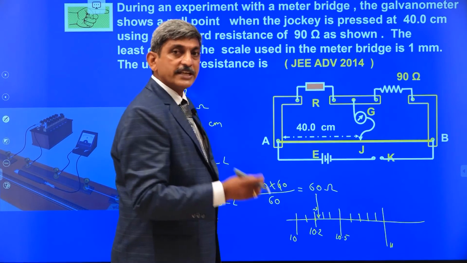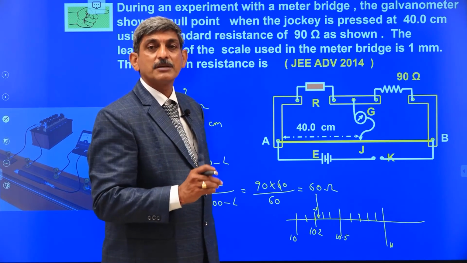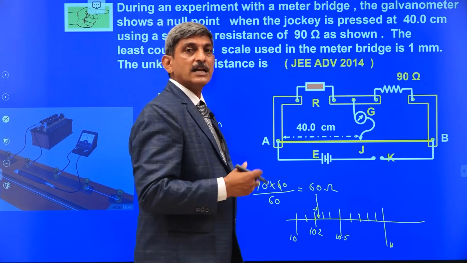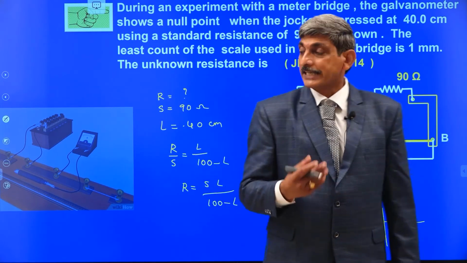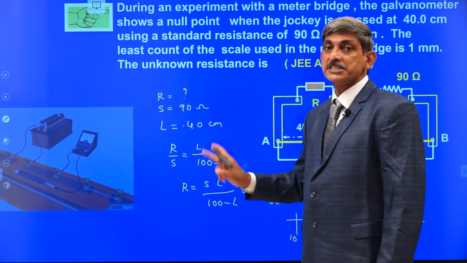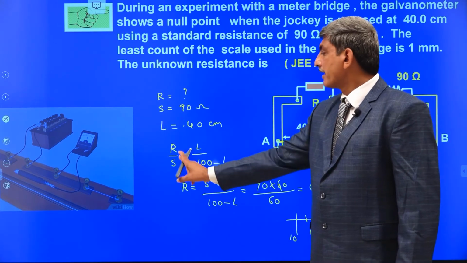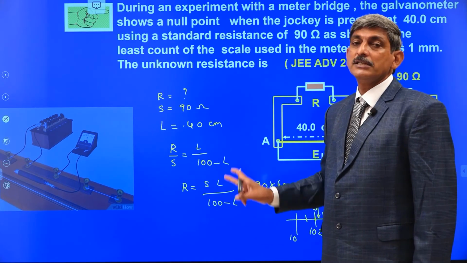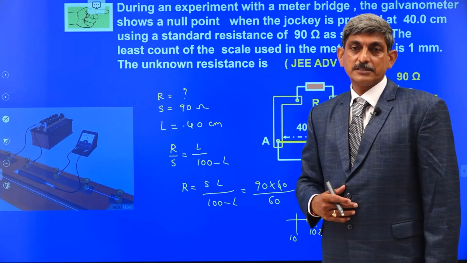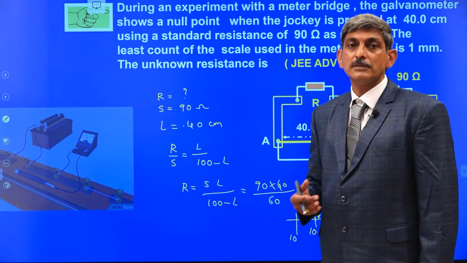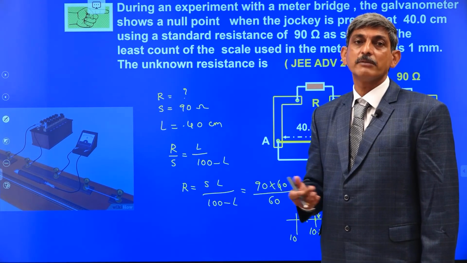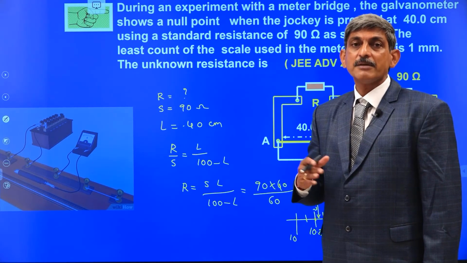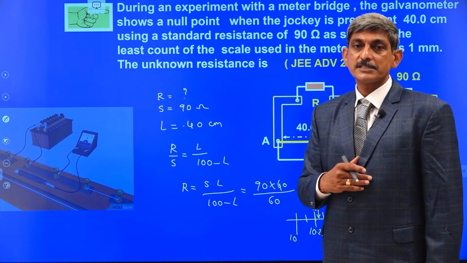The omission of this extra value leads to some errors in the measurement of the lengths and also leads to errors in the measurement of the resistance values. Why? Because the resistance values are related to the balancing lengths of the meter bridge. Now, how do we determine the error in the measurement of the resistance?